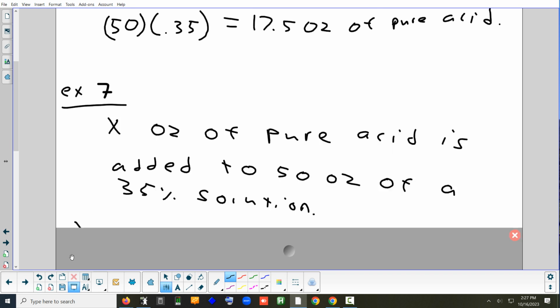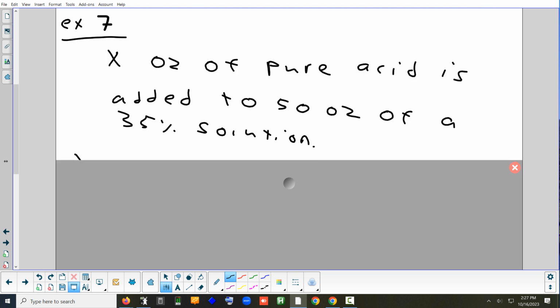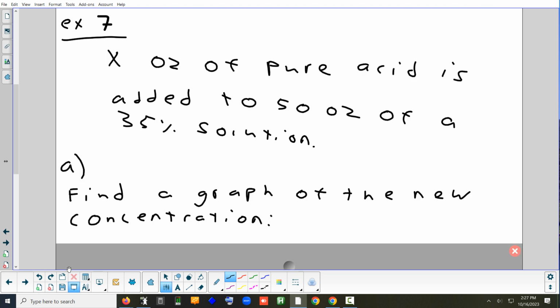So we're going to take kind of the same setup. You've got a container in front of you, has 50 ounces of liquid, 35% of it is acid, and you're going to pour 100% acid into that container. So what we're going to do is we're going to make the solution stronger. So we're going to concentrate it. Find a graph of the new concentration.